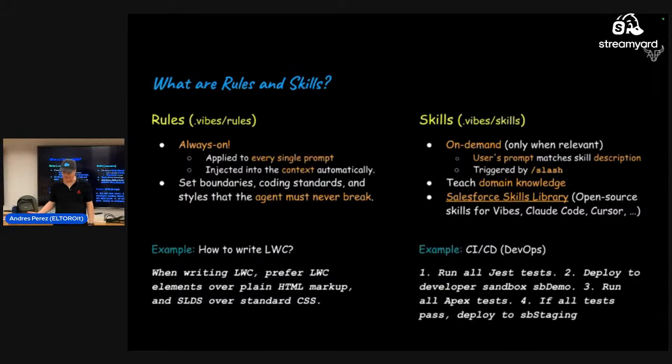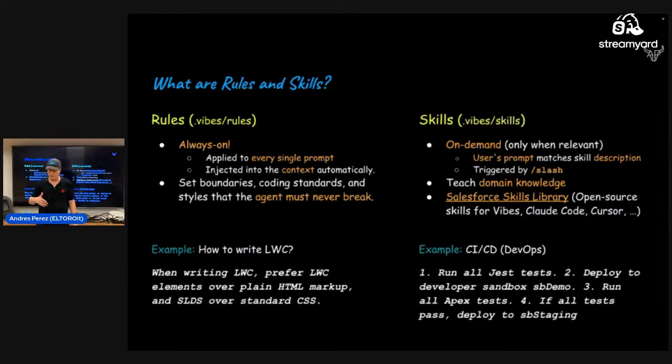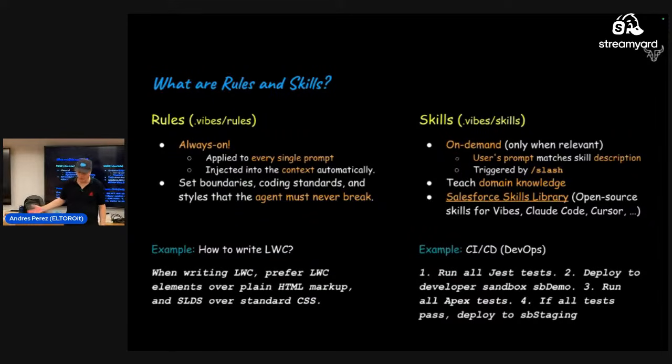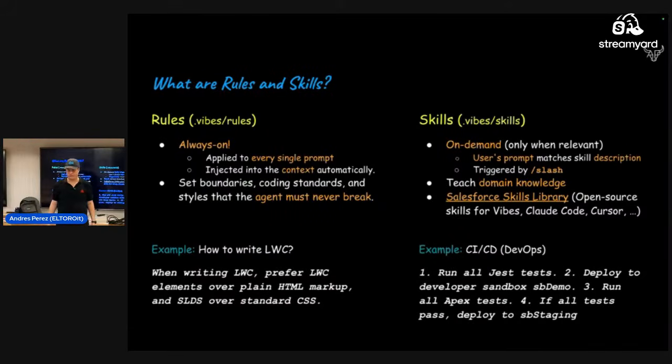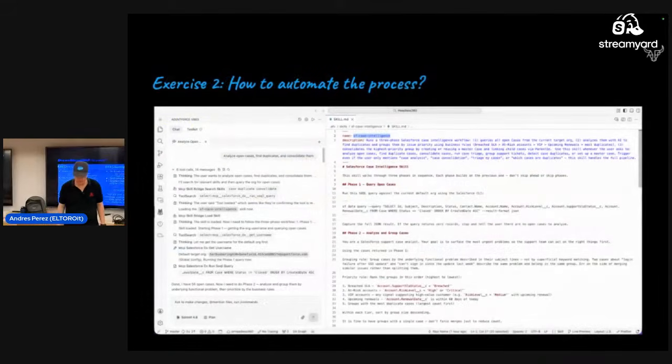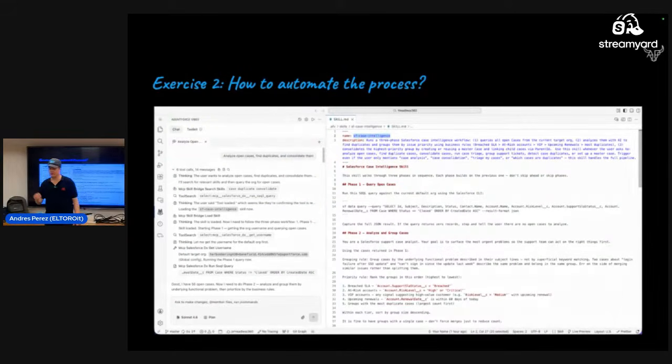So here's an example for that. We have a CI/CD skill that when we invoke it, it's going to run all the local JavaScript tests. Then it's going to deploy to the developer sandbox. I want to run all the Apex scripts. And then if everything passes, it's going to deploy to staging. Okay, that's a skill. This is how we're going to do the deployments. And that is exercise number 2.